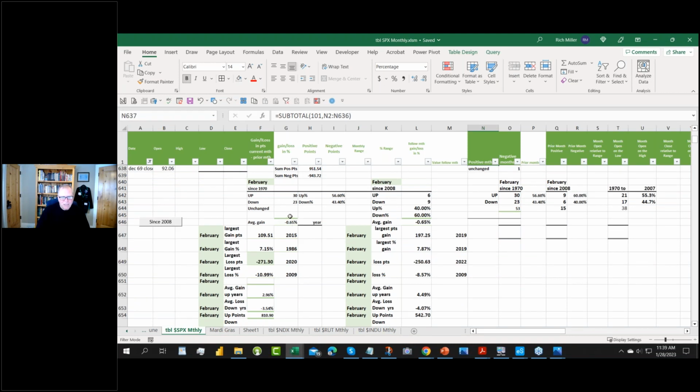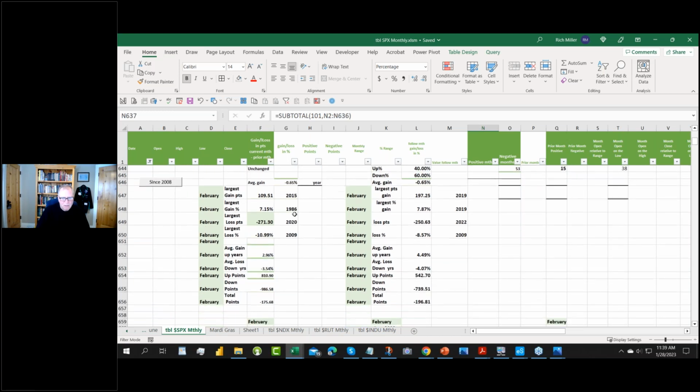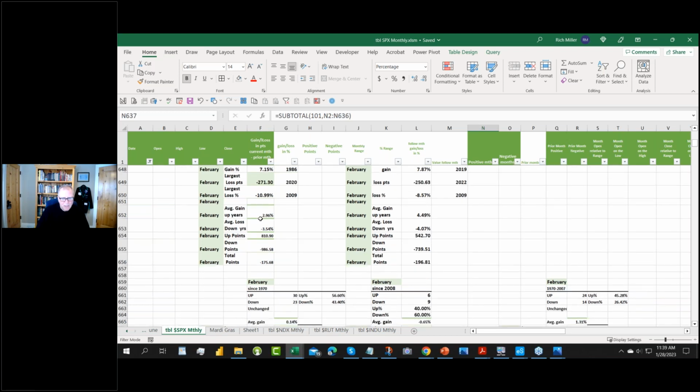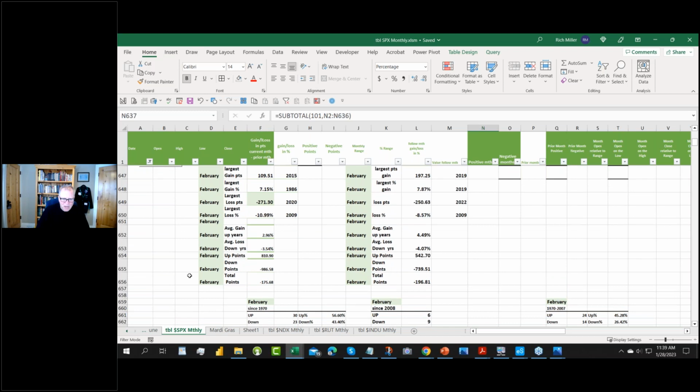Here's February since 1970, 30 up, 23 down. The largest point gainer was in 2015. Largest gainer by percentage was in 1986. Largest loser, 2020, COVID. Percent loss, 2009, 10.99%. And then average gain in up years, average loss in down years, and then net since 1970, minus 175. So February's also been a poor performing month, but if you look at what's taken place since 2008, most of those points have been losers only here recently.